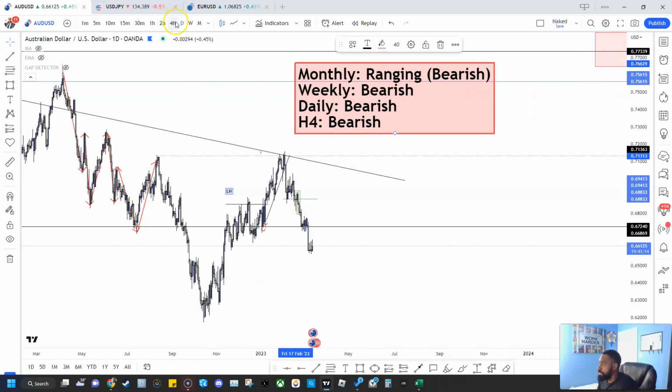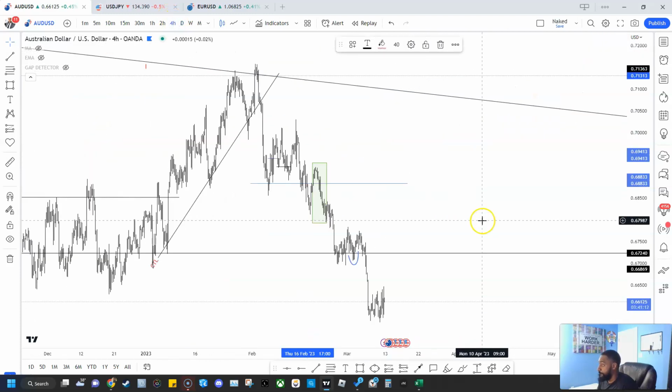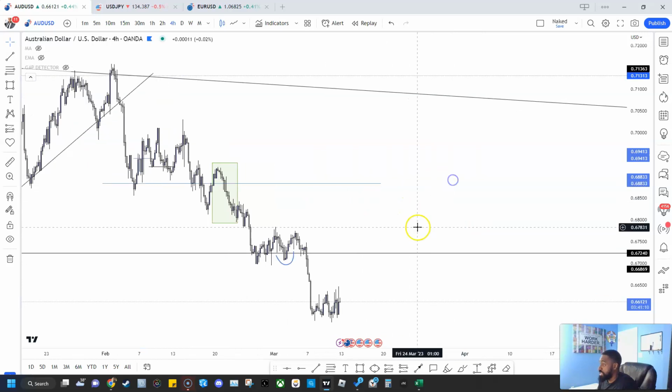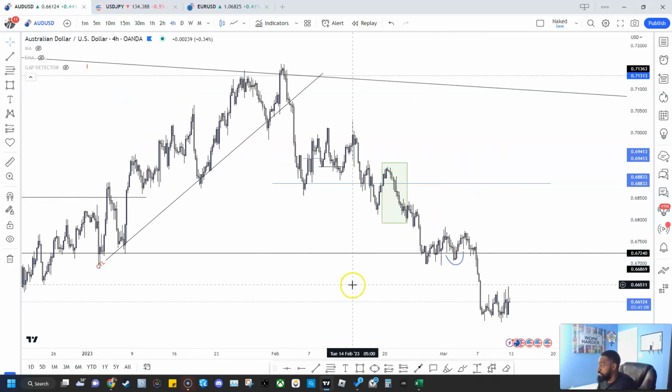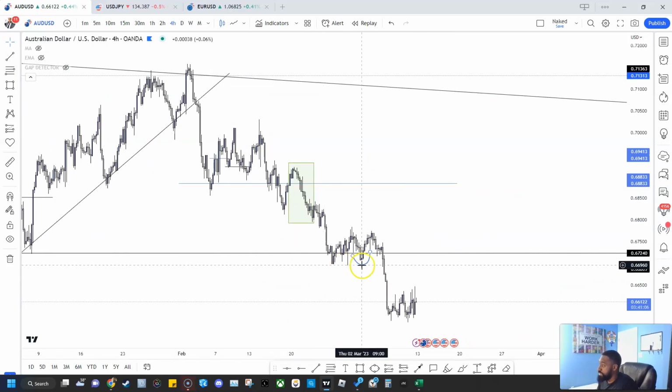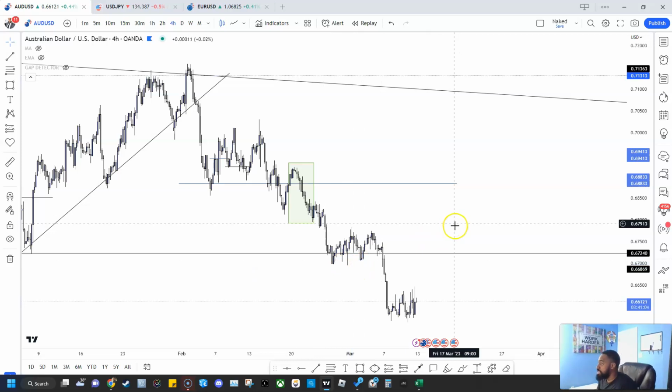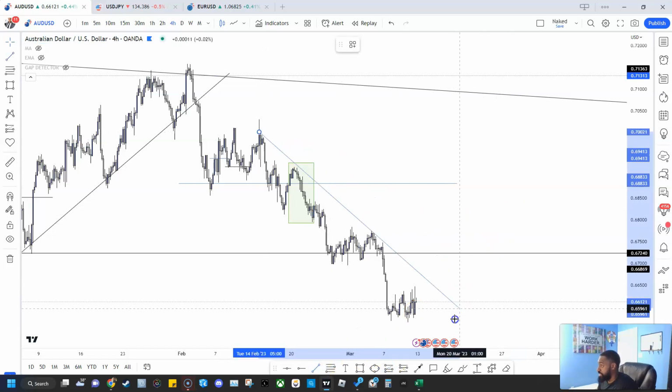Let's go to the H4. And the H4 is just as clean as ever. If you trade, you know that this is the pinnacle of a downtrend. I mean, it's just downtrending.